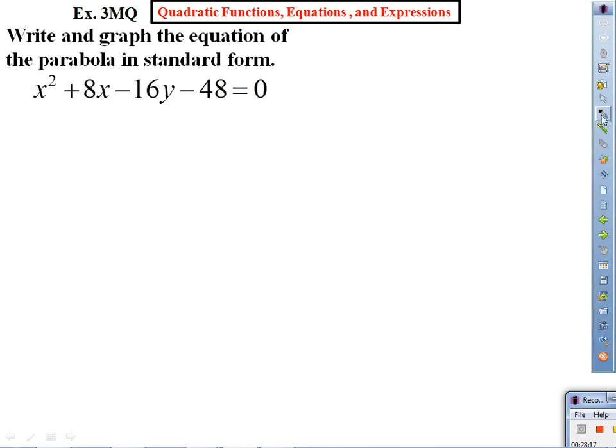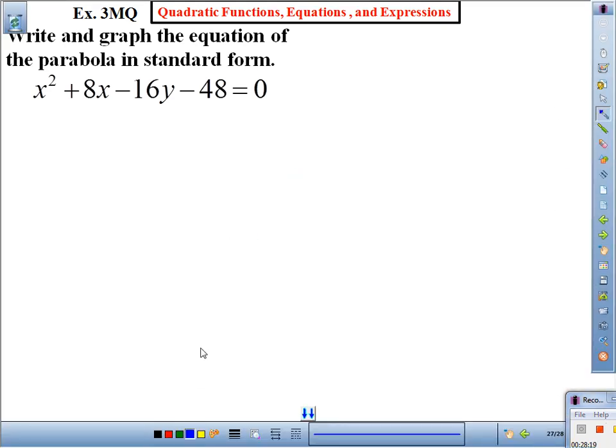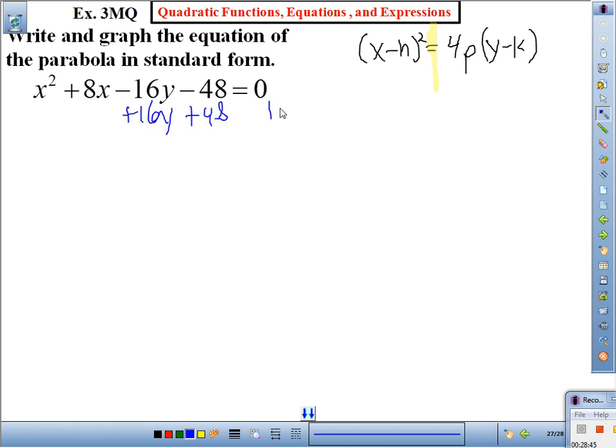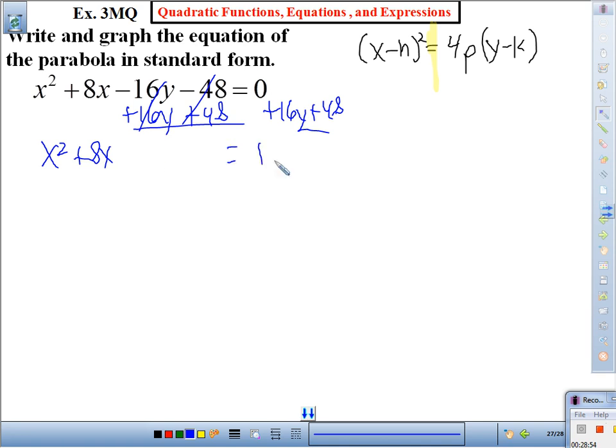Relax. All right. Let's see. What was the question that you asked? Which variable has a square? Everybody said x. That means we write x minus h squared equals 4p parentheses y minus k. Yes? What do we notice? That all the x's are on one side and everything else on the other. So what did we do here? We did plus 16y plus 48. We end up with x squared plus 8x, empty space, equal to 16y plus 48.